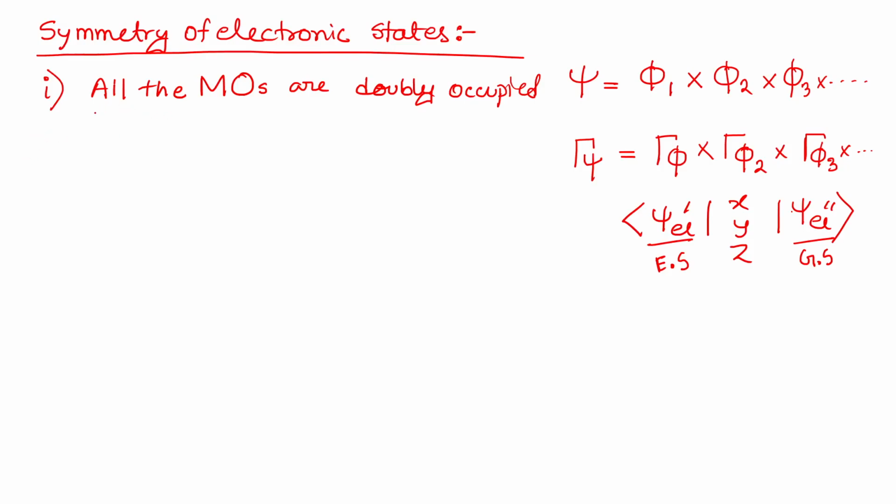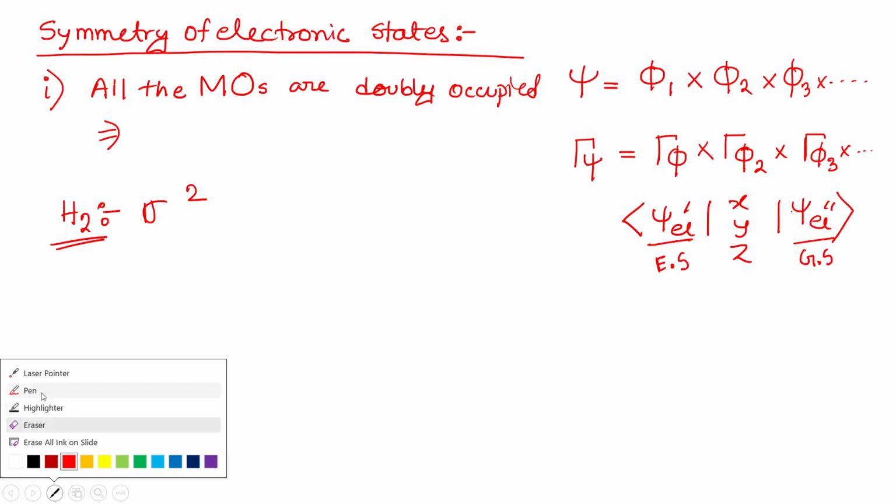Now suppose all the MOs are doubly occupied, then what is going to happen? What is going to be the state of my molecule? Can you guess? Let me give you the example of H2. What is the electronic configuration? 1s2. Sorry, sigma 1s2, right?